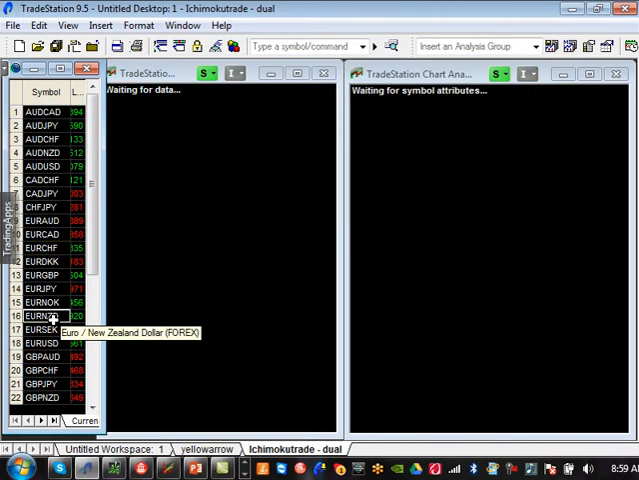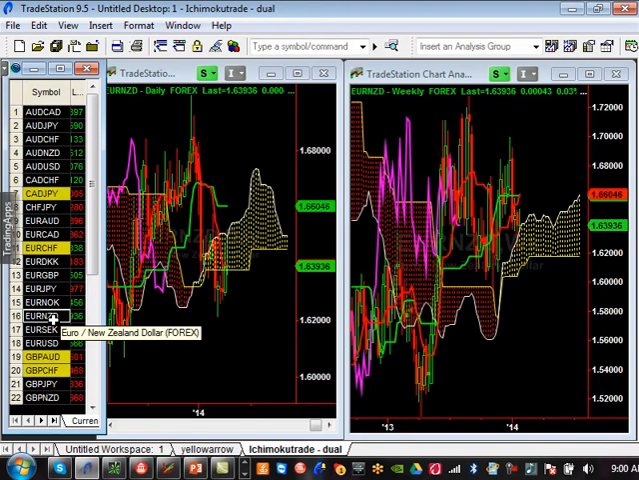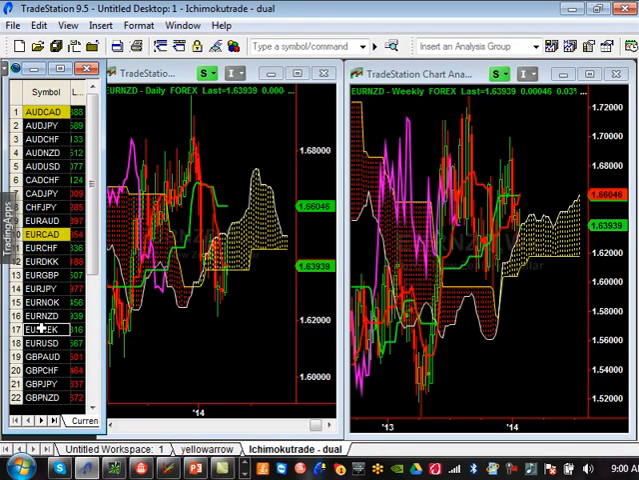Euro New Zealand, really not doing anything except consolidating. It's just a lot of chop that's going on here. Major support is going to be about 6,200 on this guy. Minor resistance is going to be around 7,000.